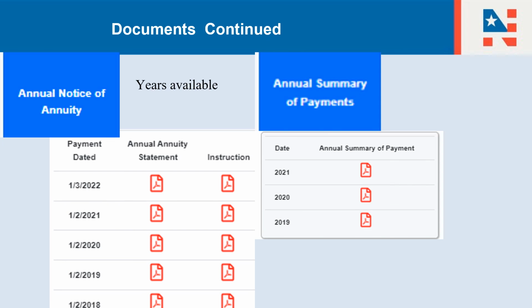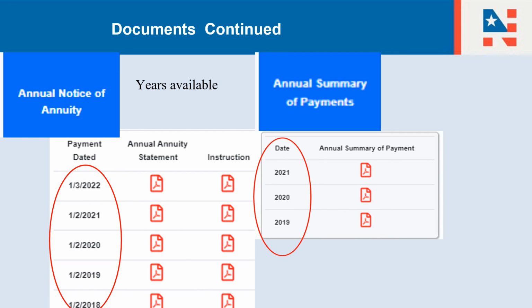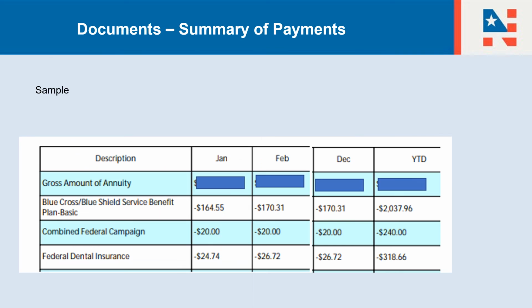The annual notice of annuity and the annual summary of payments have multiple years to select from. If you click on the red PDF icon, it downloads the document for you to print or view. This is a sample of the annual summary of payments. All the months are listed when you download.